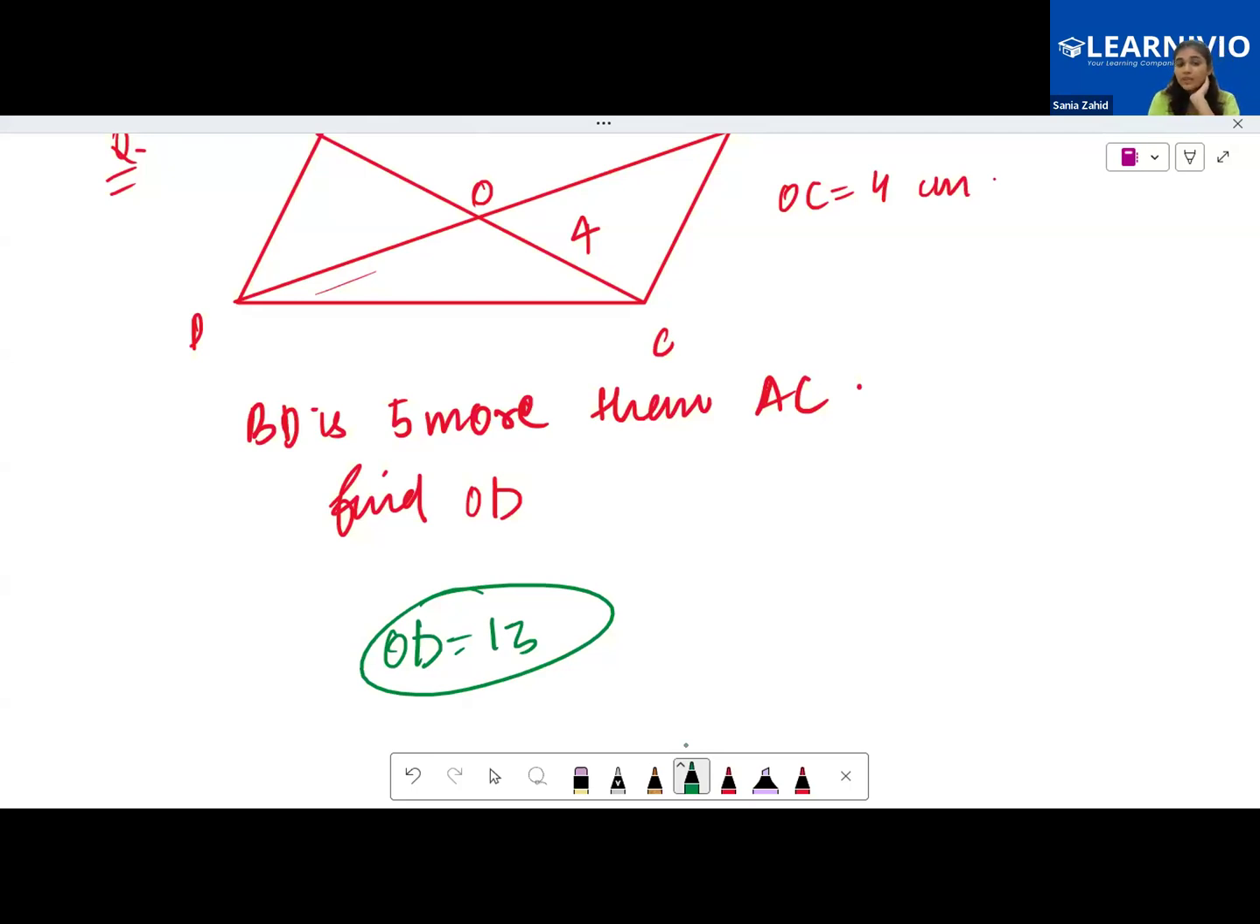That's correct. If BD is 13, what will OD be? Half of 13, right? Yeah, half of 13. So that means it will be equal to 6.5. Yes, ma'am. Right. Now, I shall give you one question.